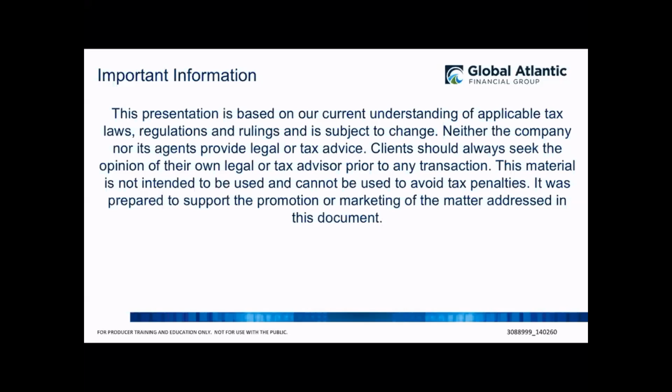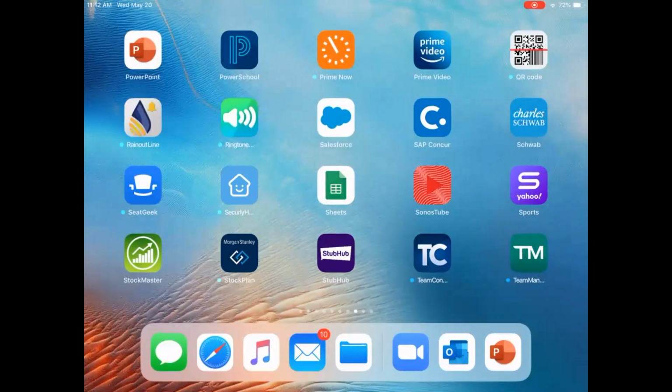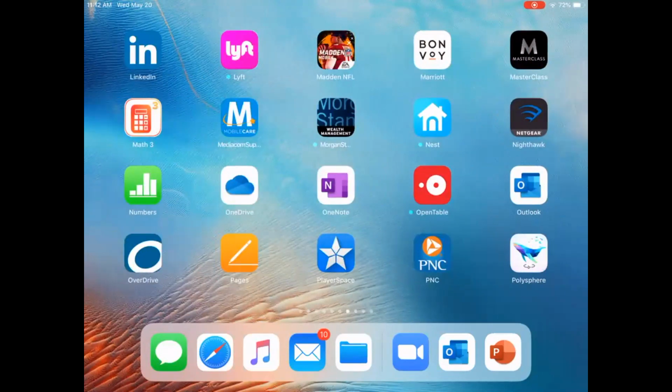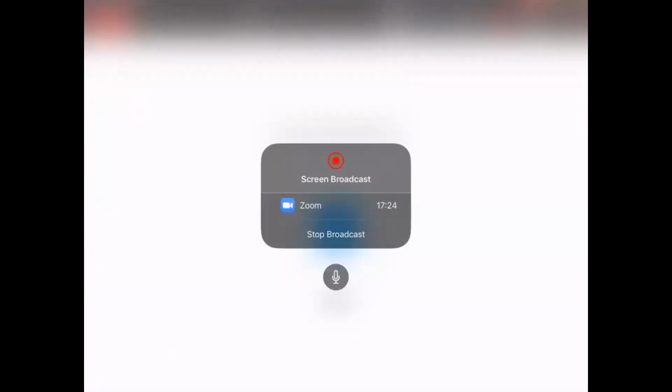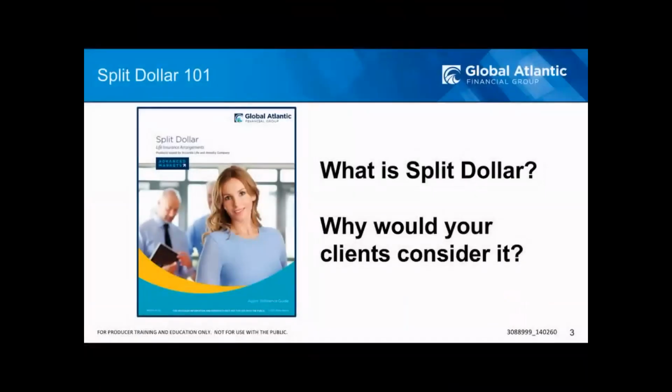So why would you use split dollar? Let's start with... Sorry, are your slides advancing? Yeah, are you not seeing it? I am not. Oh, there it is. One sec. Do you not see what is split dollar? There it is now. Got it?